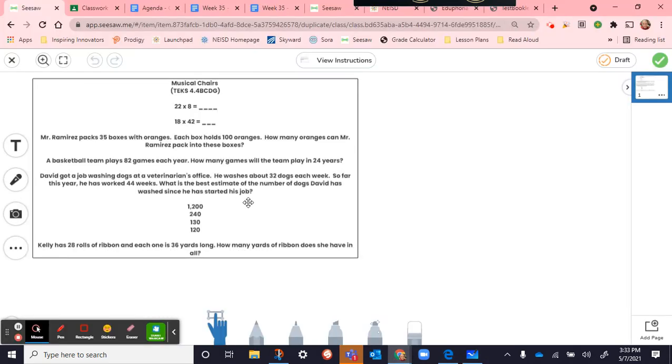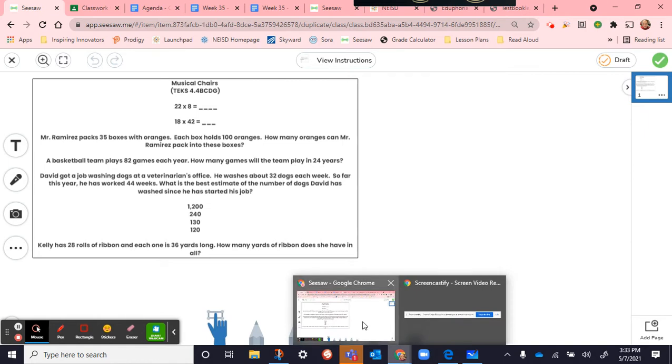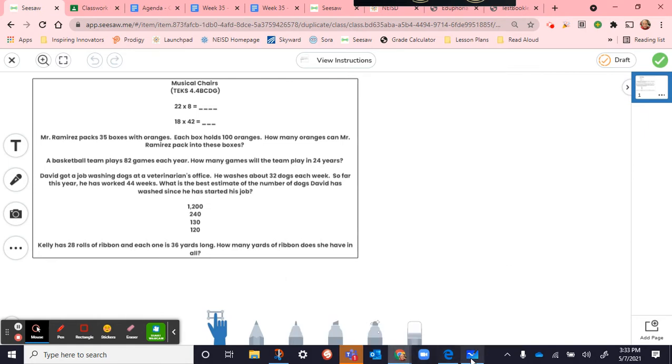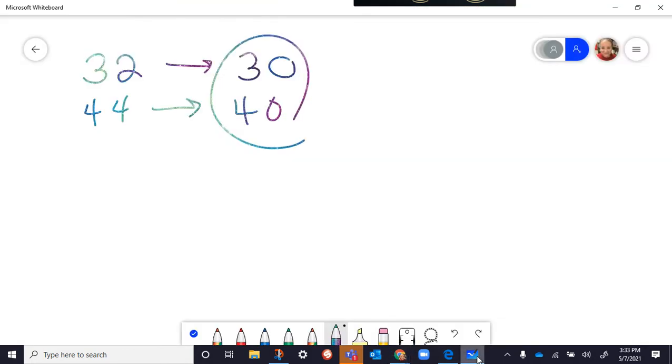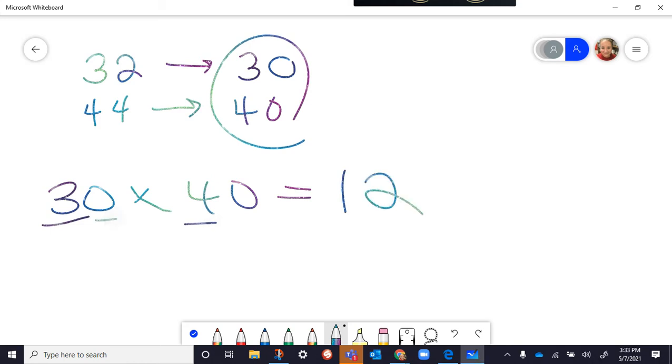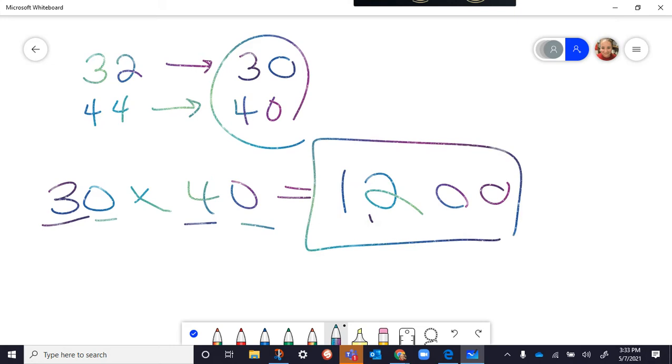So it says he washes about 30 dogs a week, and he's worked about 40 weeks. So in order to know how many dogs he's washed, same thing like we talked about before, instead of adding 30 and 30 and 30 and 30 and 30, 40 times, we can just multiply this out. So we're going to do 30 times 40, and 3 times 4 is 12. 1 zero, 2 zeros, add those in, and you get 1,200.